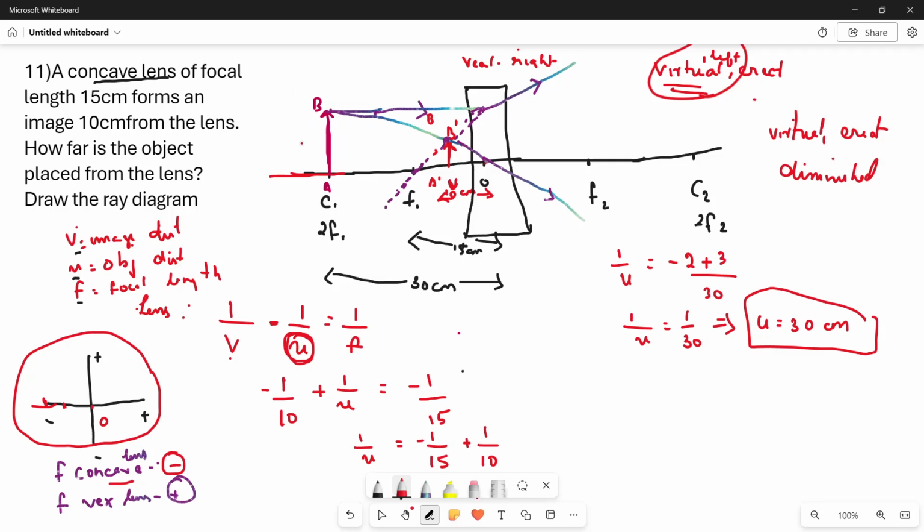So the object is placed not at infinity but at a measurable distance, and here it is exactly at the center of curvature.